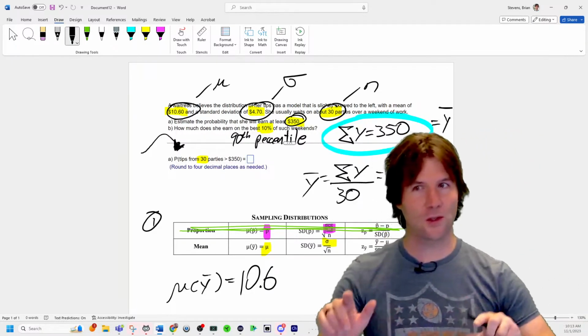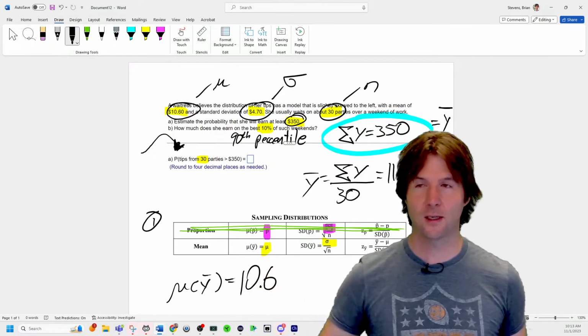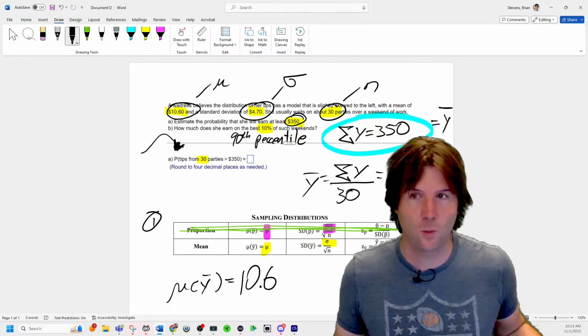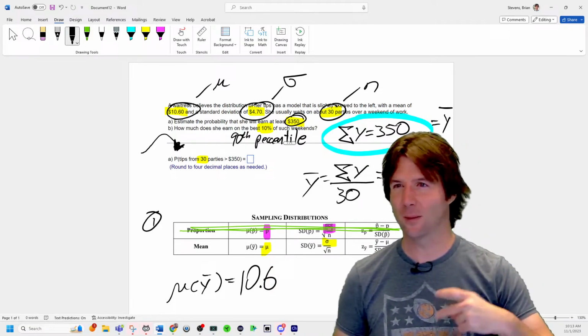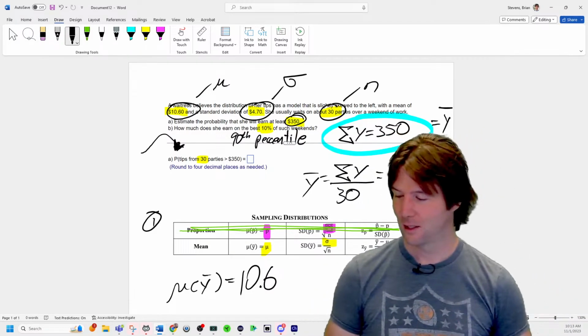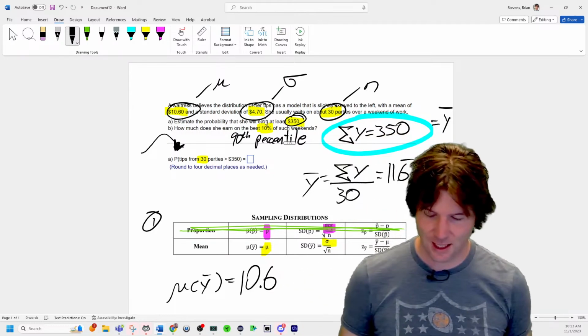These are quick and easy questions on the test if you get it. If the sample size increases, what happens to the mean? Look at the formula. The formula is mu y bar equals mu. We know these things if we get them on the test. Nothing at all. It doesn't matter, so it stays the same.